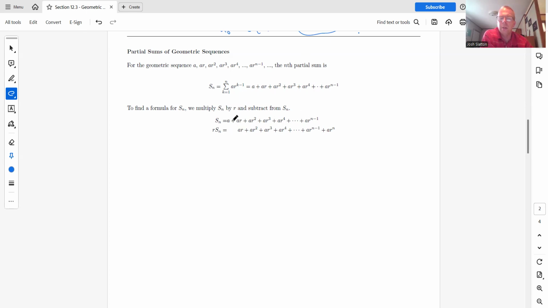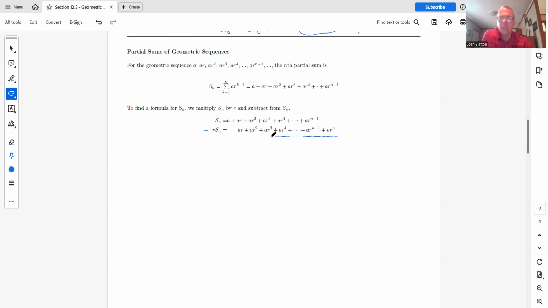And so if we multiply this one by r, we get this side of the equation. So ar plus ar squared plus ar cubed plus ar to the fourth, all the way up to ar to the n. And to make this easier to look at, we've lined up the terms that are common terms here, or like terms. And the reason we do that is because we're going to subtract these two equations.